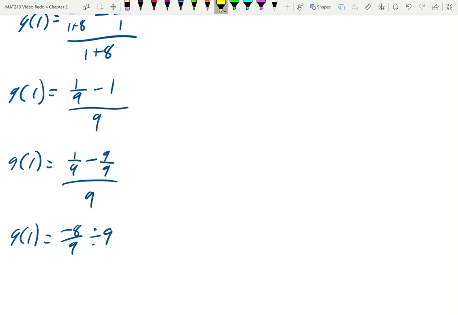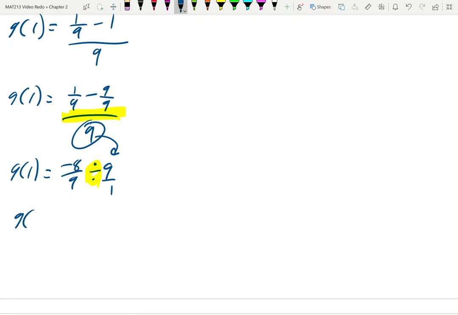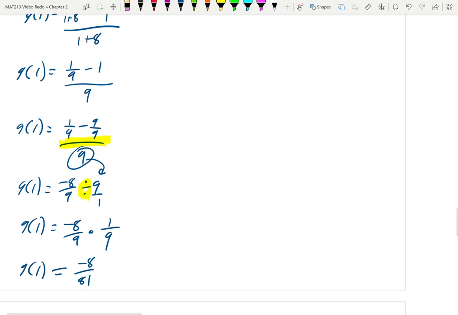If you understand what I just did, I said this symbol is the same thing as division. So this way I can more simply say this denominator being 9 is the same thing as 9 over 1. And so now how do we simplify fractions? We flip and multiply, right? If we divide fractions, flip and multiply. So it'd be negative 8/9 times 1/9. So last but not least, negative 8 over 81. Got my number! All right.